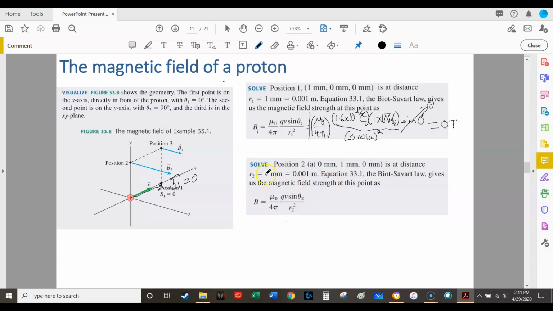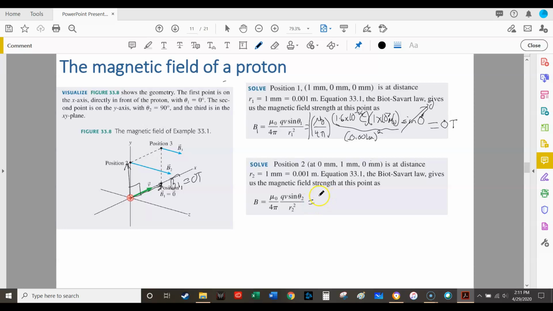Interesting. So it is in fact 0 Tesla, that B field. Okay. Let's try position 2. This angle between the velocity vector and position 2 and the distance, right, that angle is actually 90 degrees.